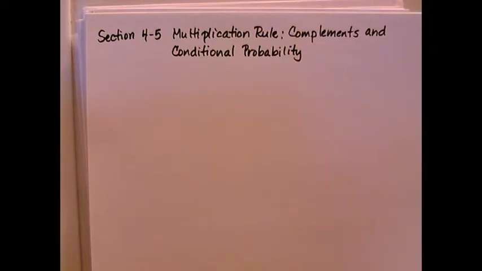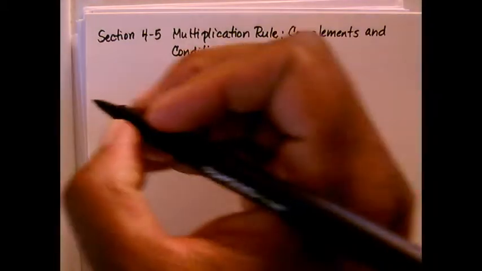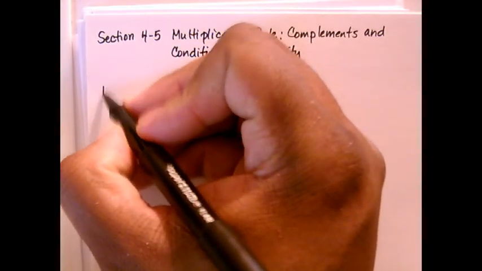Alright, in this video we're going to be looking at some more things that deal with a multiplication rule. In this case, it's going to be complements and conditional probabilities. So what we'll look at is the probability of at least one and the conditional probability. Okay, so let's talk about the probability of at least one.